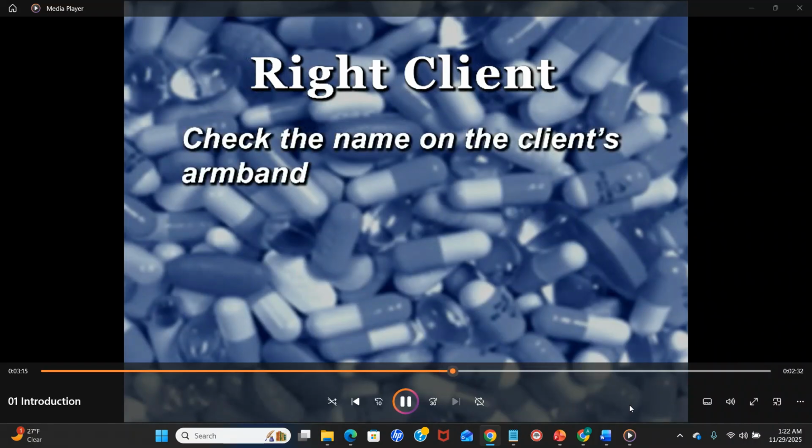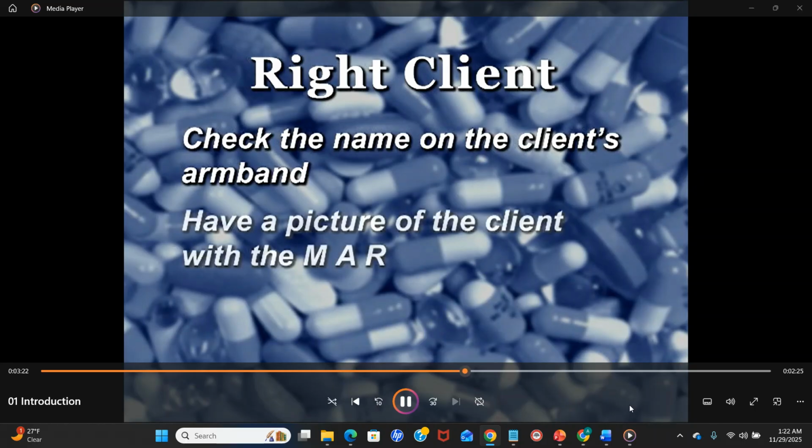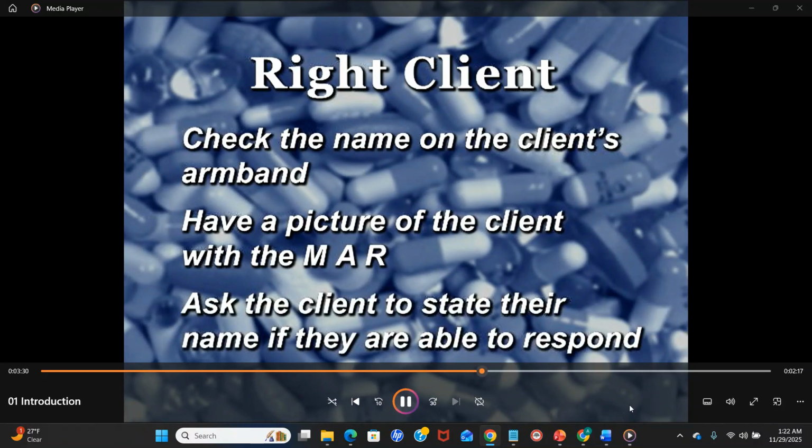One method is to check the name on the client's armband, either visually or with a barcode. A second is to have a picture of the client with the Medication Administration Record, MAR. A third method is to ask the client to state their name, if they are able to respond.